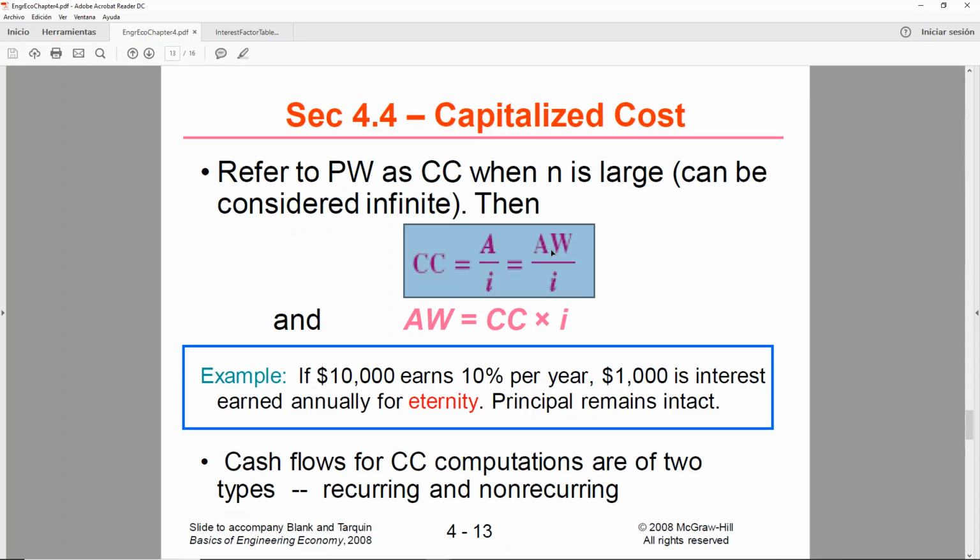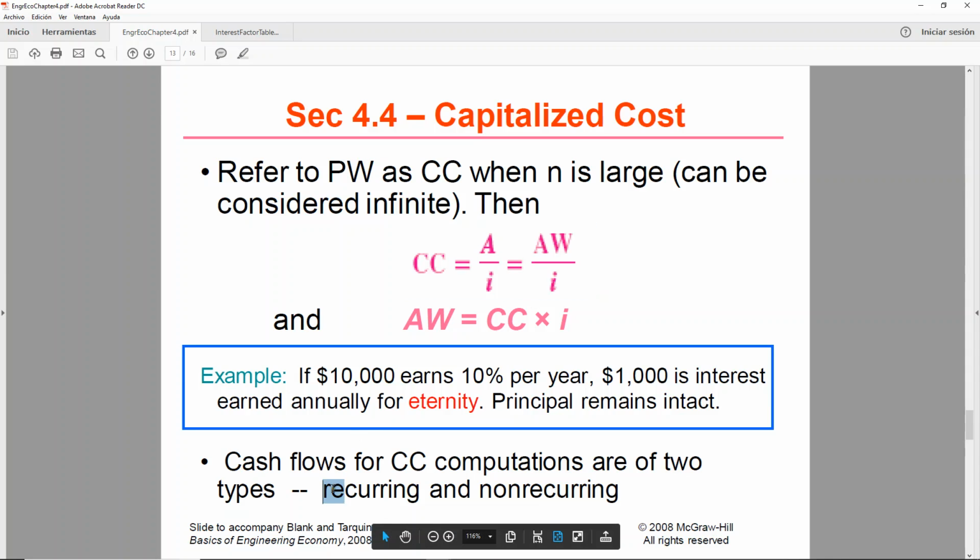In order to do this, we need to identify 2 types of cash flows in our problems. The first one would be recurring. Recurring means that the cash flows are going to repeat. An example would be your A. So it's the same cash flow and it occurs annually. But we can also have cash flows that repeat every 5 years, every 10 years, etc. All of those would be recurring.